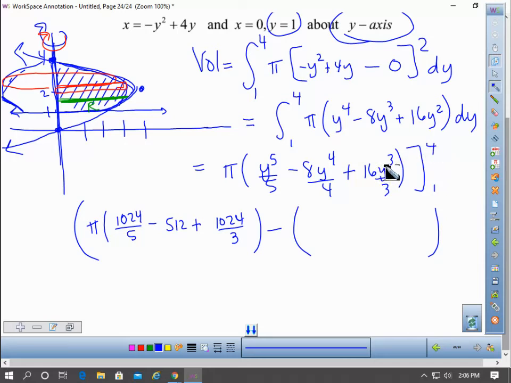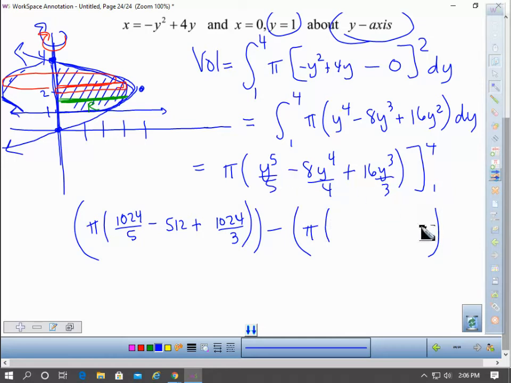Put a 4 in there, 4 to the third power is 81. No, 64. And then 64 times 16 was 1024. So it's 1024 divided by 3. All right, now the easy one, go put a 1 in there. Okay, so I'm putting 1 in there.